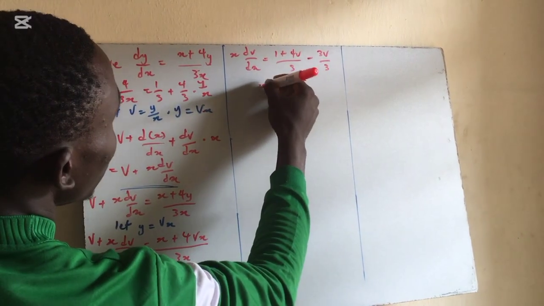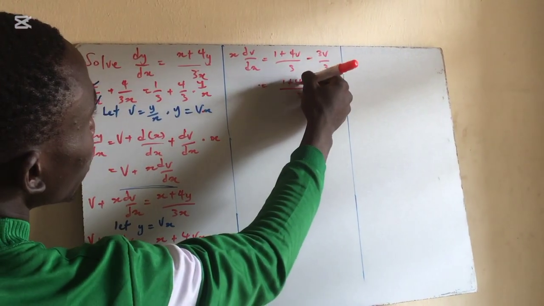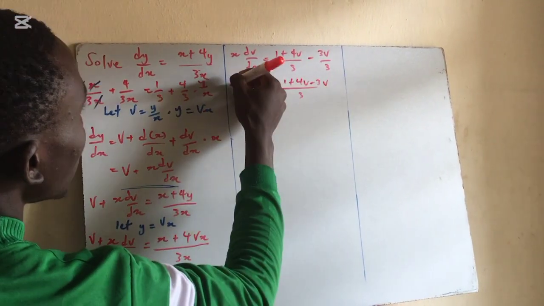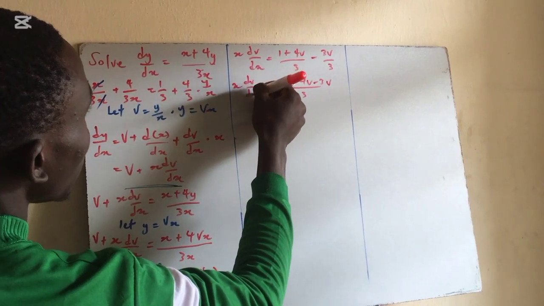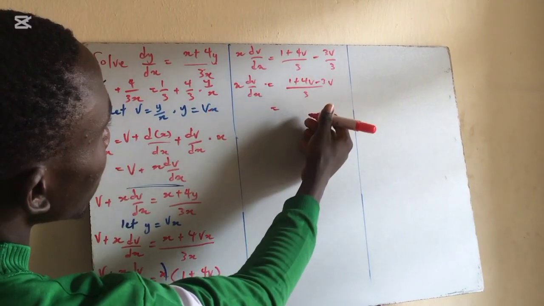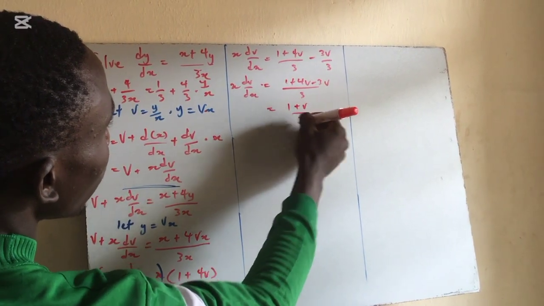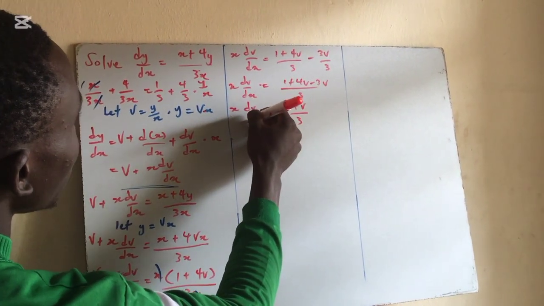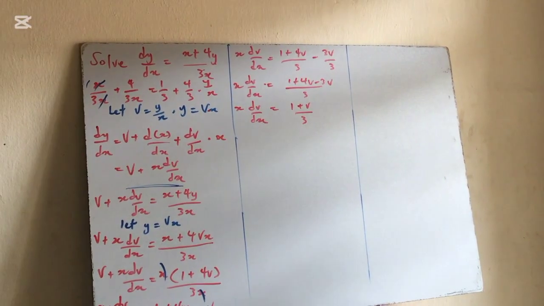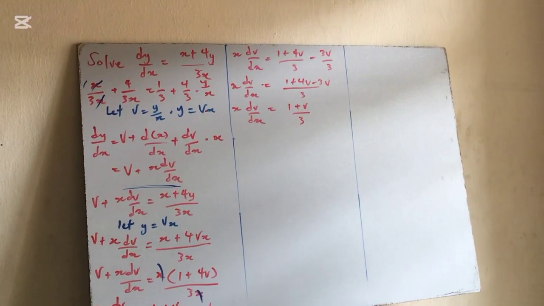So it will be equal to 3. So this will be 1 plus 4v minus 3v. We still have our left side untouched. So here we'll be having 4v minus 3v will be v, right? 1 plus v over 3, and we still have our left side here. So now what we need to do is multiply both sides by 3. Multiply both sides by 3.